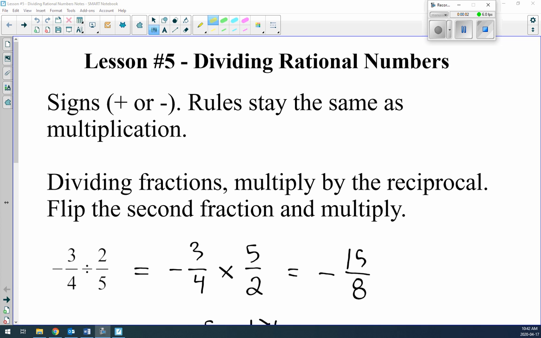Lesson number 5, dividing rational numbers. Now, we did multiplying rational numbers. Now, here's the interesting thing about dividing. The rules stay the same. So when you multiply a positive by a positive, you end up with a positive. Or if you multiply a positive by a negative, you end up with a negative. Those rules do not change.